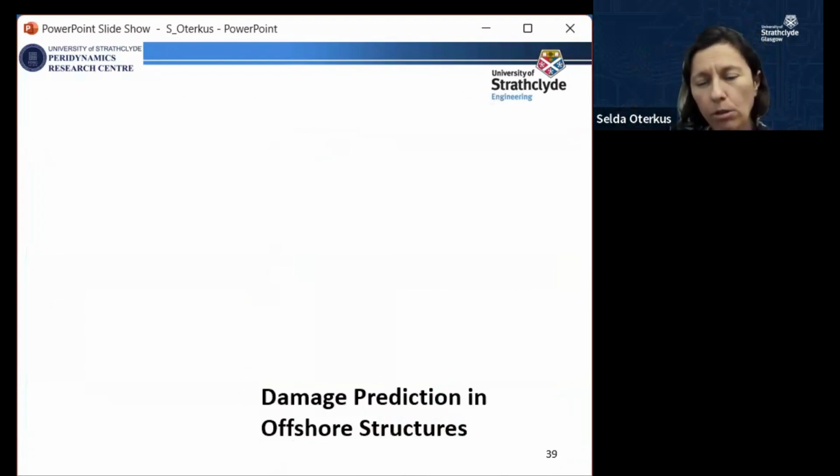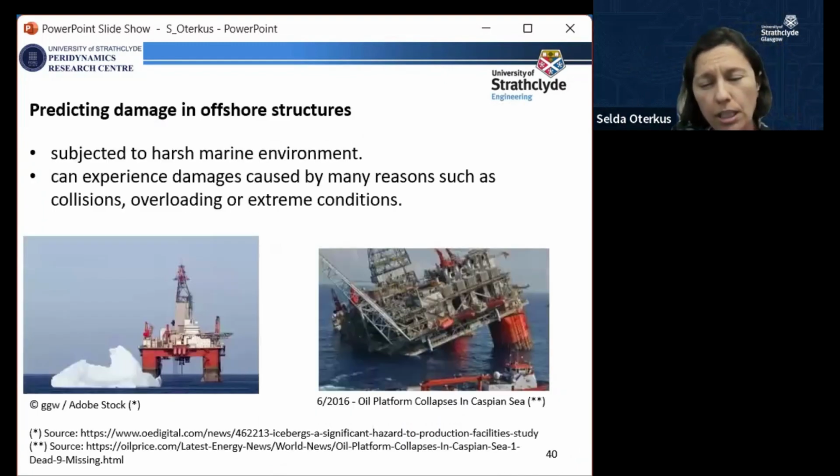Then I will also show you how we can use the Peridynamics methodology for damage prediction in offshore structures. Offshore structures are subjected to a harsh marine environment, and there can be many reasons for damage. It can be corrosion, overloading, or extreme conditions. So as you can see, accidents can happen, and we want to have an idea how we can create our model so that we can have a better understanding of these offshore structures.